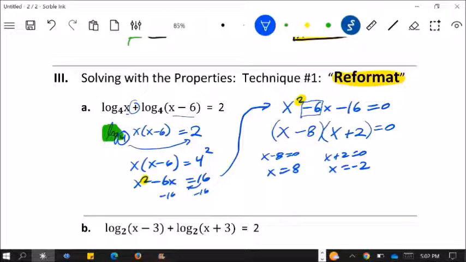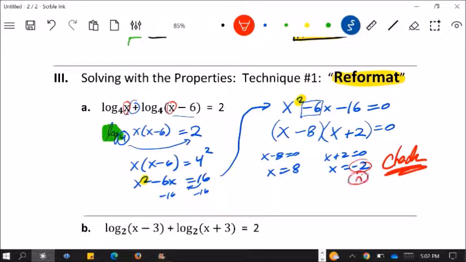Now, this is very important. That is check. Because what you check for is whether or not you have a negative inside the logarithm. And right now, that would happen here if I use negative 2. Oh no! If I put negative 2 in here, I'd have a logarithm of a negative. Cannot do that. If I put negative 2, we get a negative 8, and we still can't do it. So that means this is extraneous.